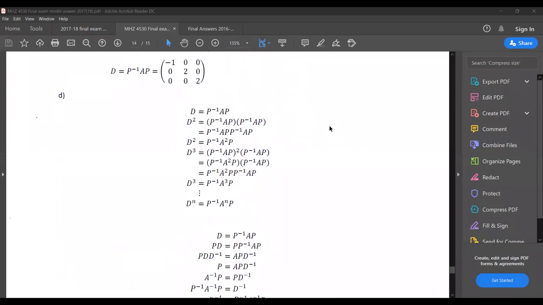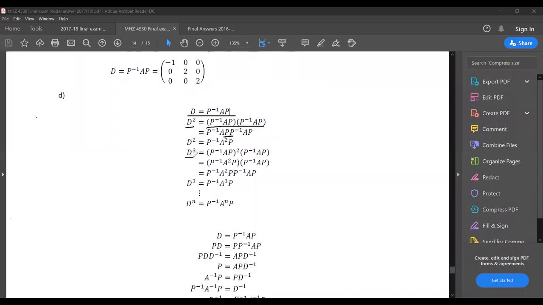So other things, the Dn. Using the above results, find Dn and D inverse, where n is a positive integer. So we know D, right? So if you want to find D squared, we have to multiply D by itself twice. So when multiplying, the middle P and P inverse becomes I. So A and A multiplies to A squared. So P inverse A squared into P.